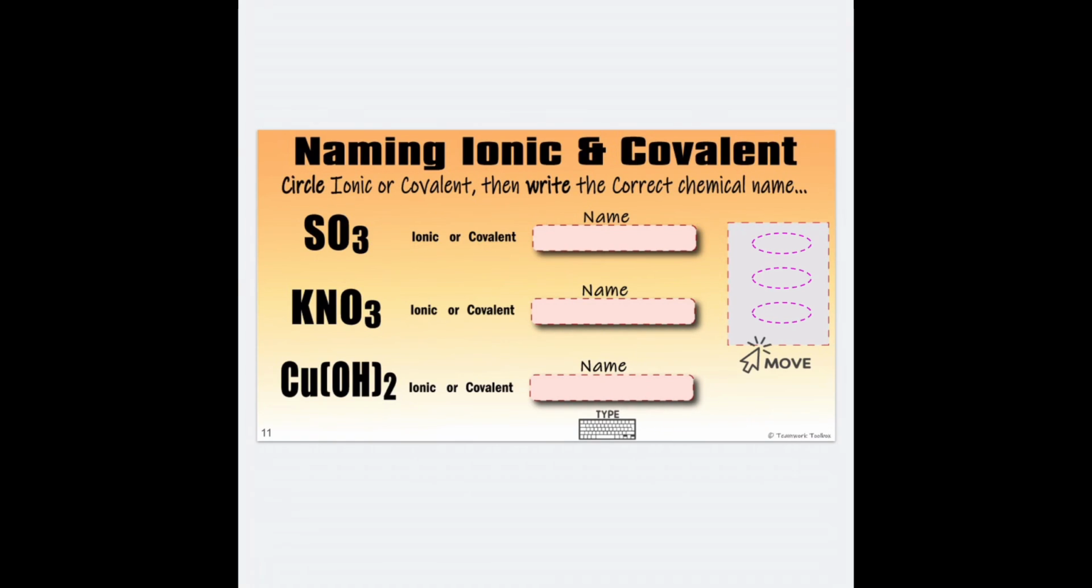All right, this one here, I'll let you do this one on your own. Just remember you need to circle ionic versus covalent. Okay, and that's it. That's all we're going to do today. If you need any help, let me know. You know where to find me.